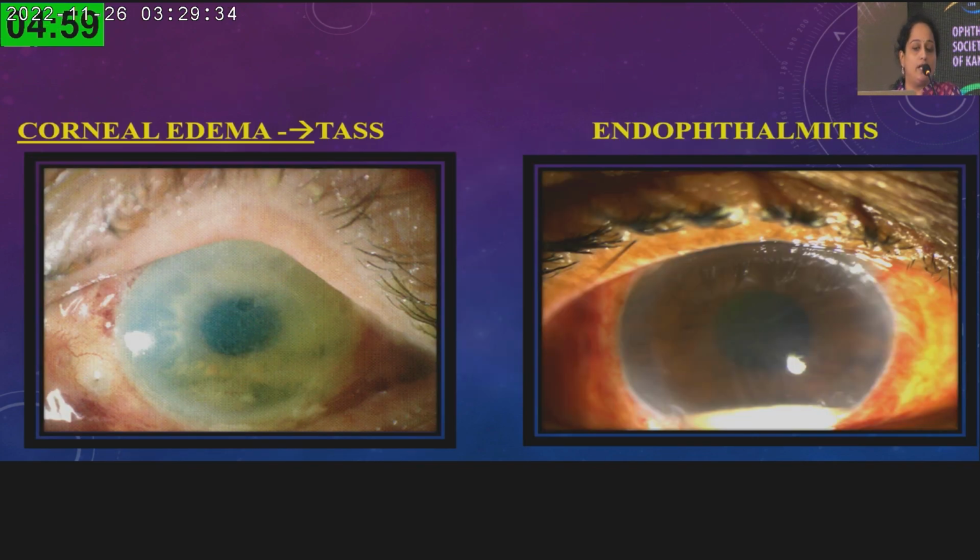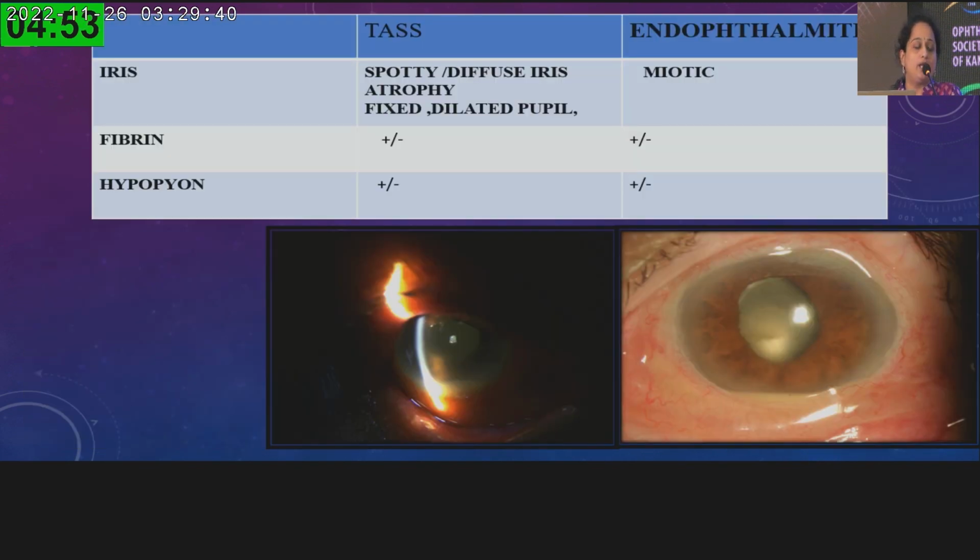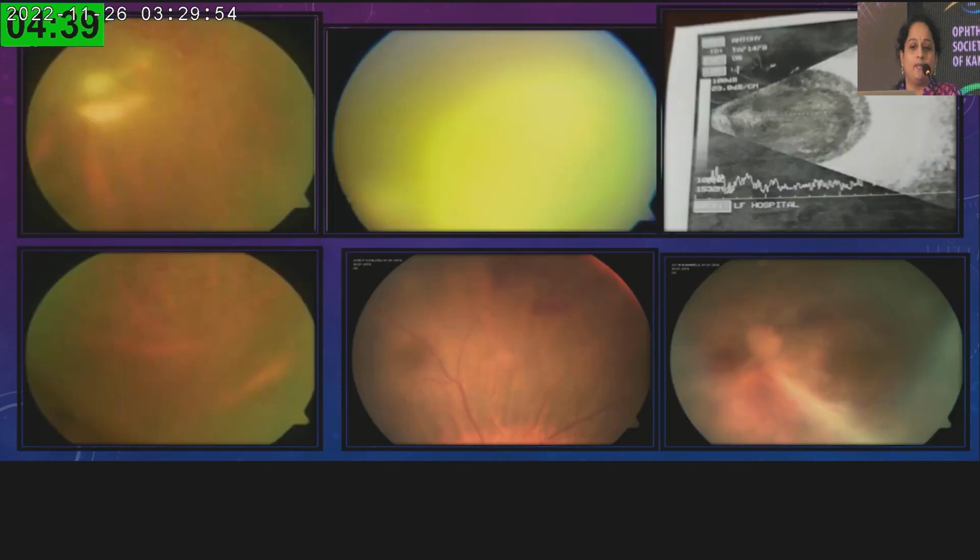Corneal edema can occur in endophthalmitis. The limbus to limbus corneal edema is classic of TASS. Iris, you can get a fixed dilated pupil, sectoral or diffuse iris atrophy. In endophthalmitis, many a time we see that the pupil is miotic and resistant to dilatation. Fibrin and hypopyon can occur to varying levels in both scenarios.